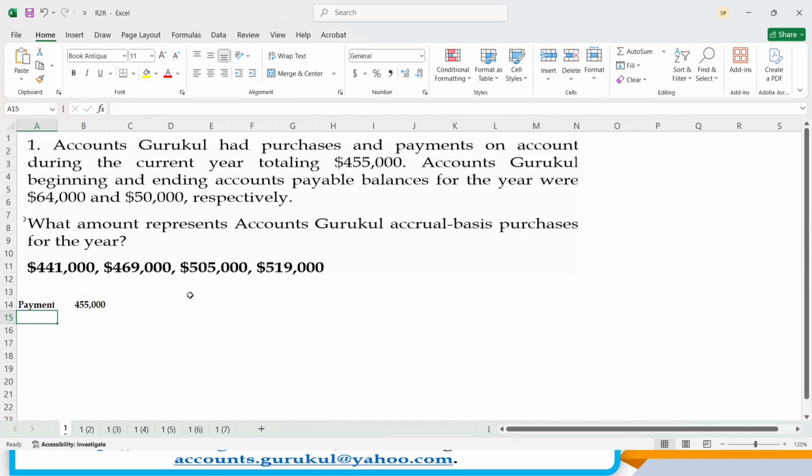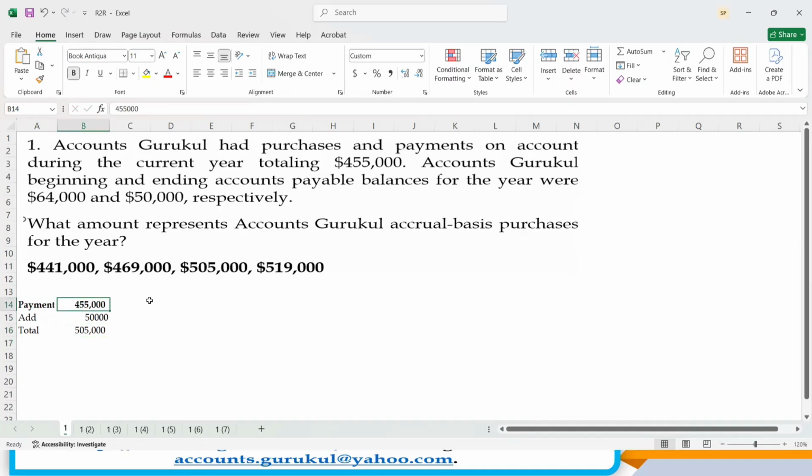Now, the beginning and ending accounts payable balances for the year were 64,000 and 50,000 respectively. This is the actual paid amount, that's the 455,000, plus, considering the accrual concept, this 50,000 is the closing balance by year end. It means we have to add this 50,000, since that purchase pertains to the current year. Then the total is 505,000. Now, how much is the opening balance? That's the 64,000.